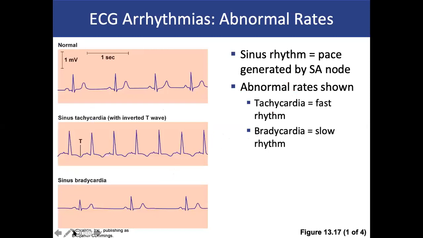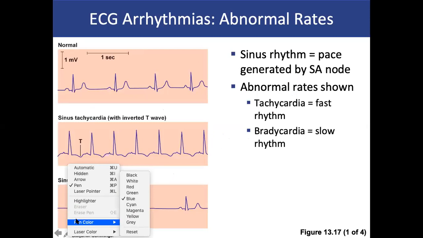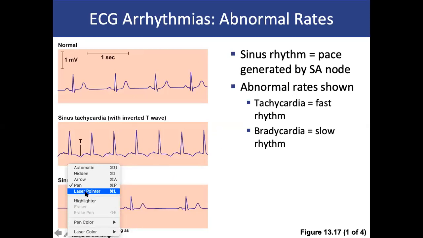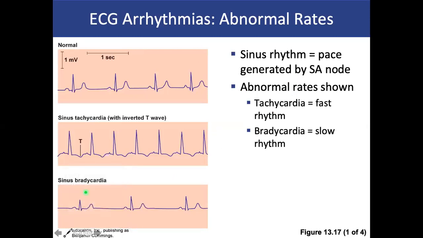Let's look at some abnormals. Okay. I am not going to go crazy with abnormals, but just so you see a little bit. So the top one is normal sinus rhythm. So this is a normal sinus rhythm. So it's generated SA node depolarizes the atria, AV node depolarizes the ventricles, and then the T wave, and then that rest, and then contraction, relaxation, right? Contraction, relaxation. Here's tachycardia, and so this is with an inverted T wave.